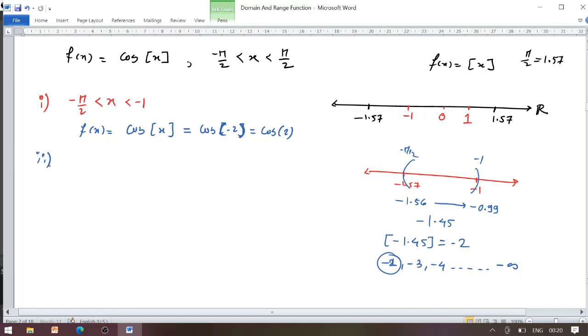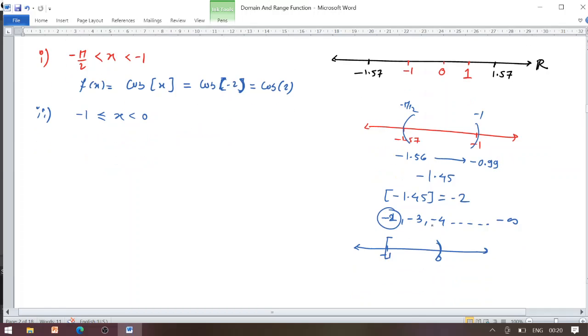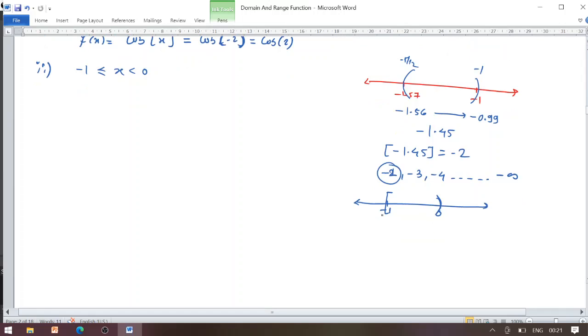Next, we will consider the second interval, which should be from minus 1. I would like to consider the minus 1 value also. So x should now be greater than or equal to minus 1 and strictly less than 0. That means we are considering the interval from minus 1 to 0, where minus 1 is included while 0 is not included. So take any value which is greater than minus 1.